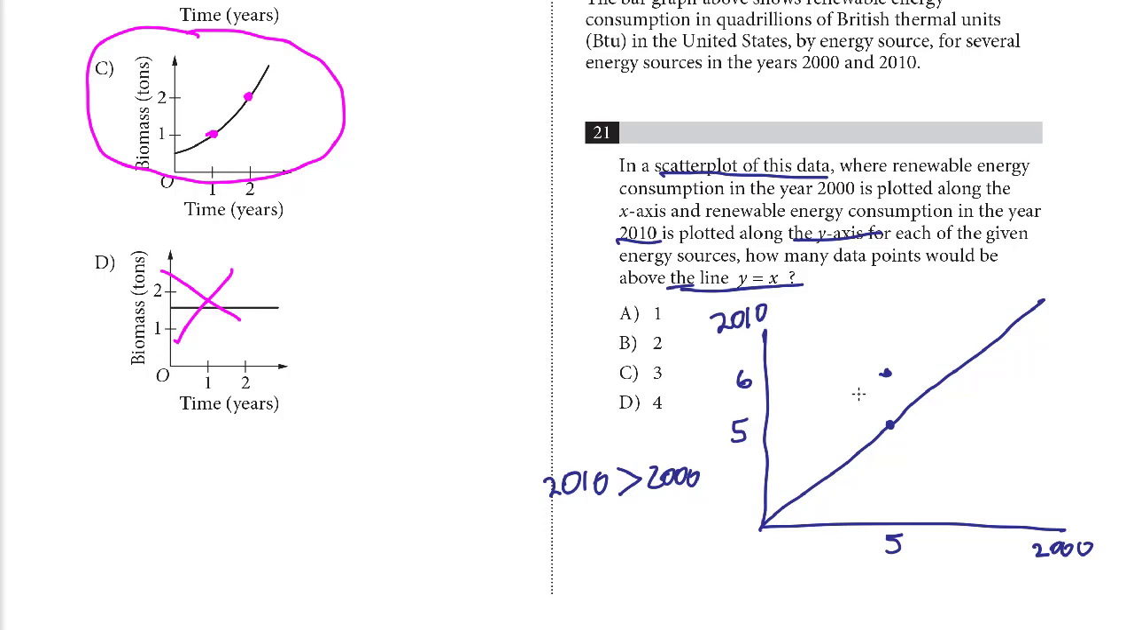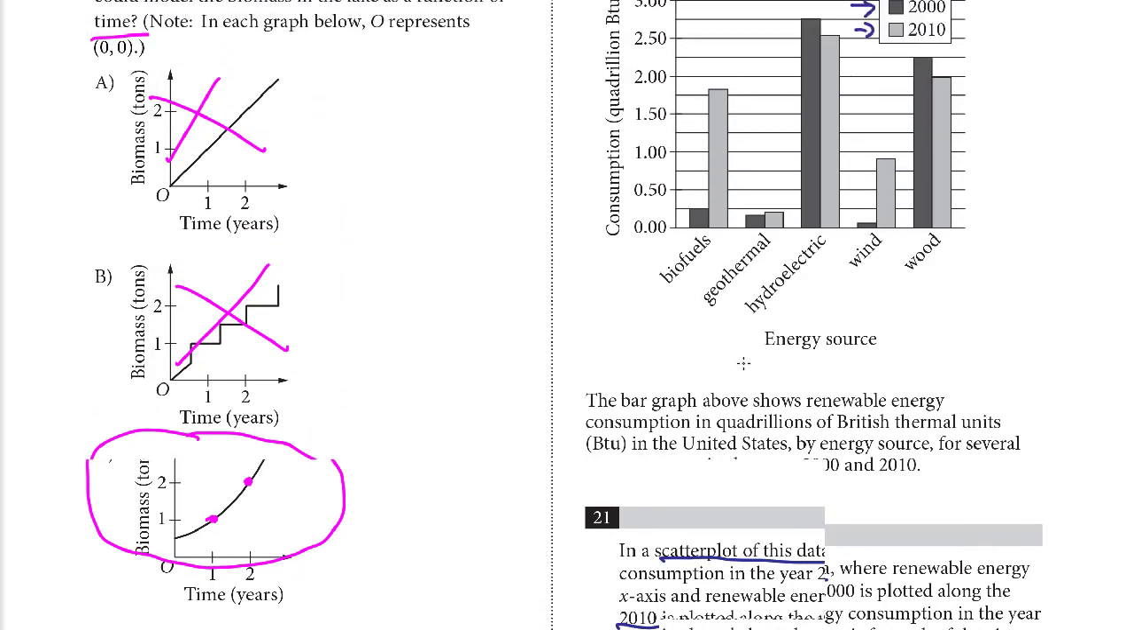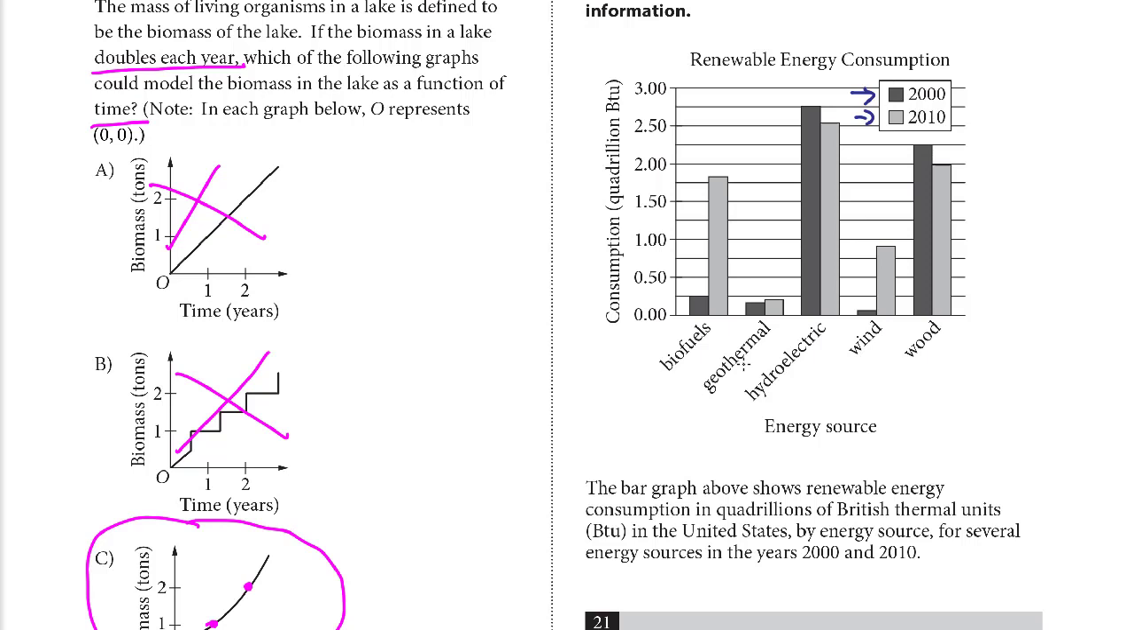So what am I really looking for? Let's go back to the chart and find any bars that increase in 2010 versus 2000. Well, biofuels, definitely. They increased a lot. Geothermal, very little bit, but it is increasing. Hydroelectric, no, that decreased. Wind increased a lot in 2010, which is the lighter bar chart.